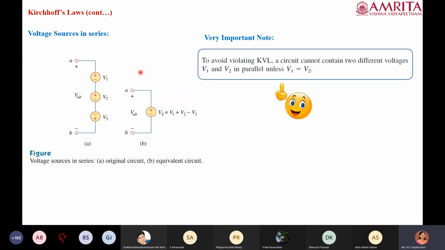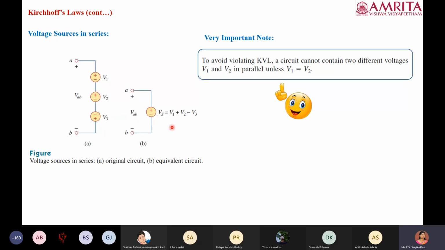So with that convention, for V1 and V2, we have positive polarity on the top. So it is V1 plus V2 minus V3. So this is the equivalent representation when voltage sources are in series. Okay. So we can add the voltage sources when they are connected in series.